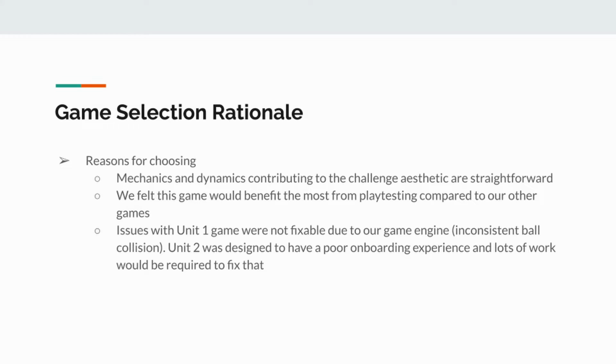There were some issues with our Unit 1 game, which were not fixable because of the game engine. We had some issues with inconsistent ball collision. Unit 2 was designed with a goal of bad onboarding experience, and that would require a lot of work to fix. So we felt Unit 3 was the most polished game and was also easy to work on.